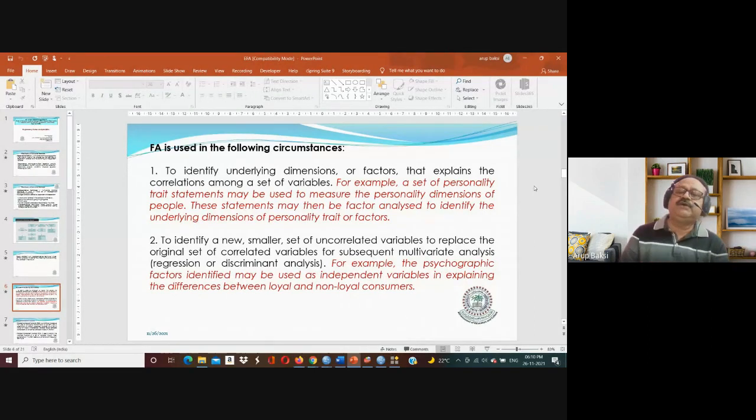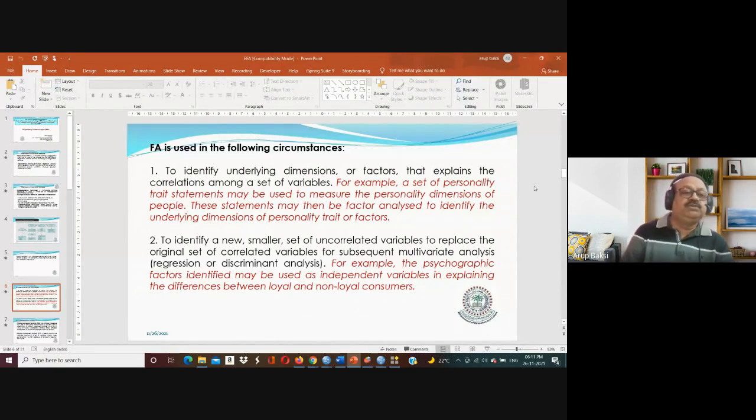So in case of psychographic factors identification, particularly by the industry or by the corporate houses, when they try to differentiate between customers who are very loyal to a particular brand, or customers who are non-loyal to a particular brand, these psychographic factors which are being identified can be one of the studies. The psychographic factors are uncorrelated to each other, but responsible for identifying the difference between the loyal consumers and the non-loyal consumers.